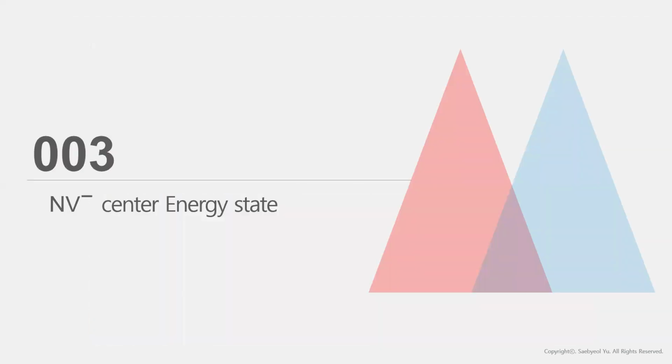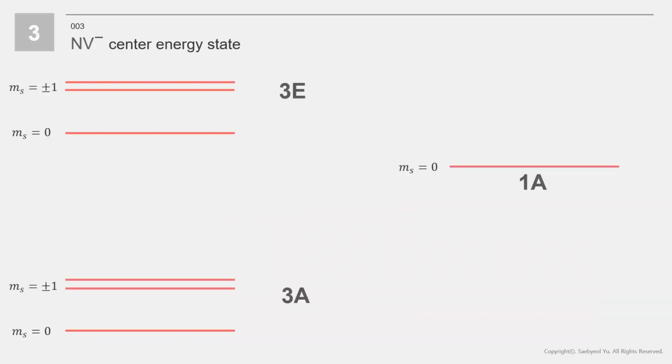Now, let's look at the energy state of the NV- center. The energy state of the NV- center can be divided into 3 main categories. The lower left part is the triplet ground state, and the upper part is the triplet excited state. Here, each is divided into 3 types according to the combination of the spin direction of the electron. In the absence of an external magnetic field, the 2 states with MS equal ±1 are degenerate. The right side is a single metastable state with energy between the 2 preceding energy states.